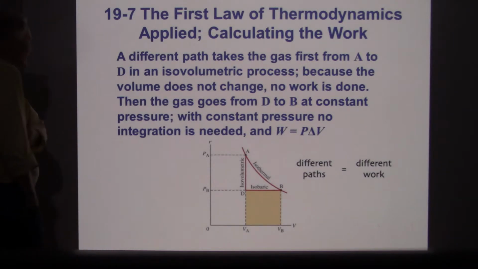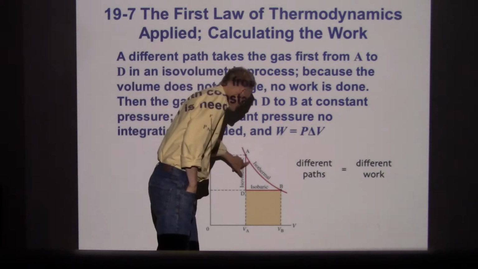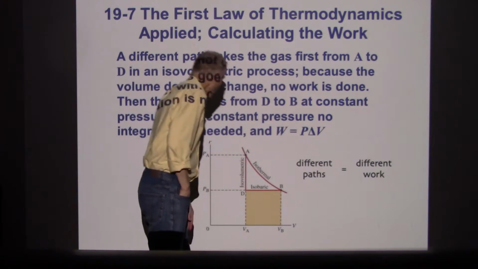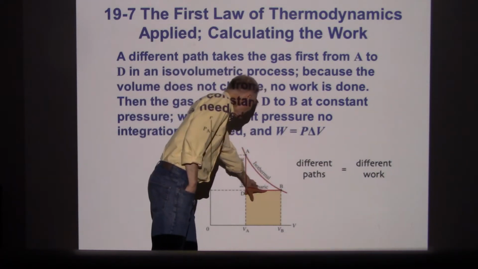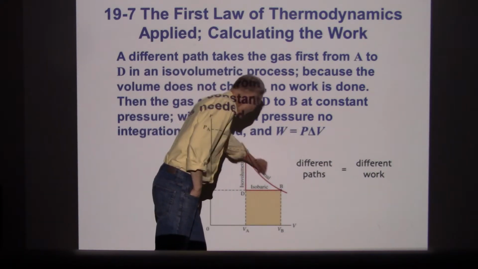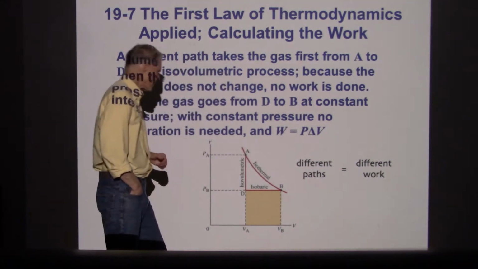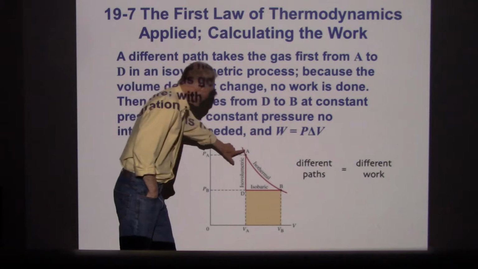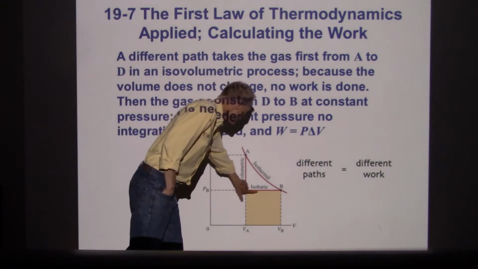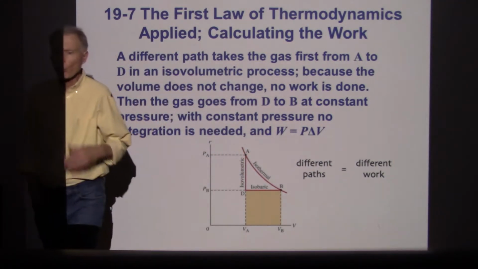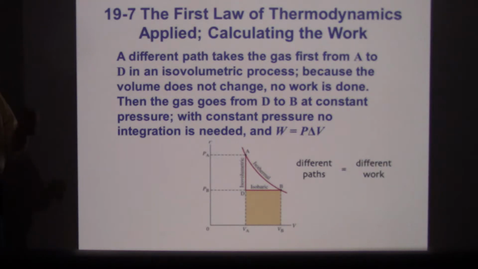All right, we looked at an isothermal expansion. What would happen if now we took a different path? Instead of going from A to B, what if we go from A to D? What if we go from A to D first, and then from D to B? Will the amount of work be the same?